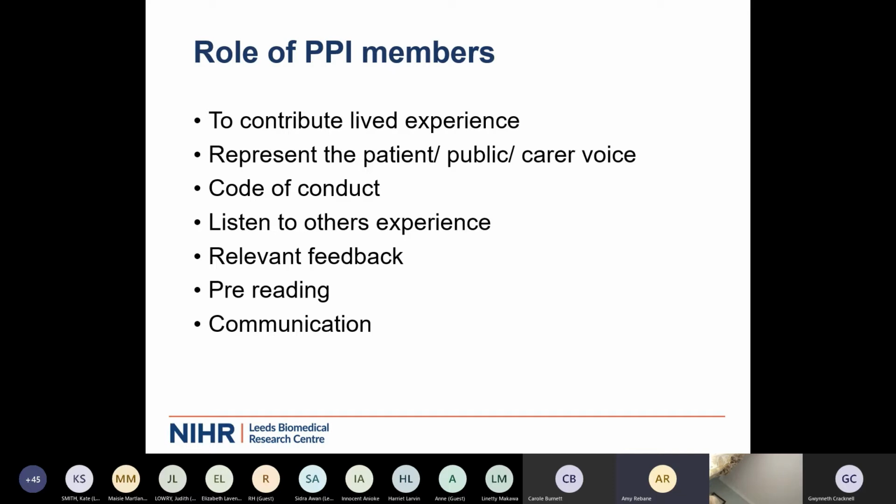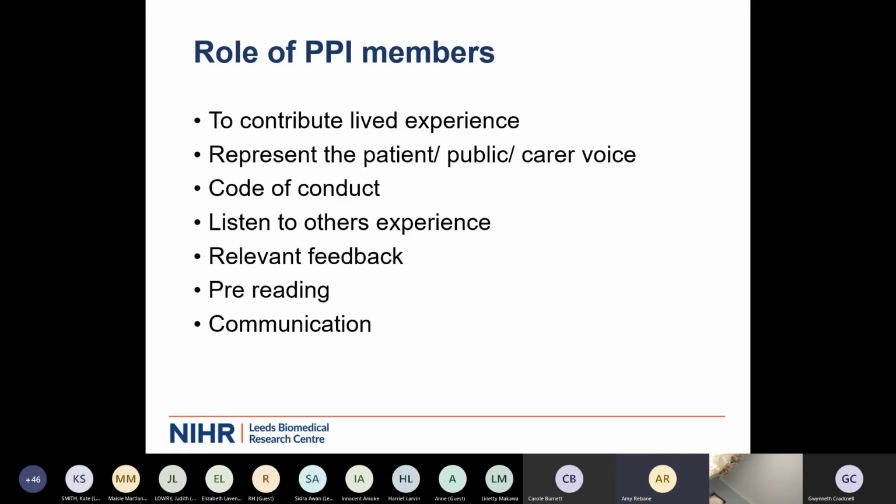They also work with the code of conduct that you set. Just like you have to as a researcher, they have to as well. Listening to others' experiences comes with that too. It might not match their experience, but it's really important for PPI members to be mindful that other experiences differ and that they are valid. They also need to make sure that the feedback they provide is relevant, and this can be really tricky. It is hard to keep people on track, so that's why it's useful to have your code of conduct or ground rules defined at the beginning of the session.